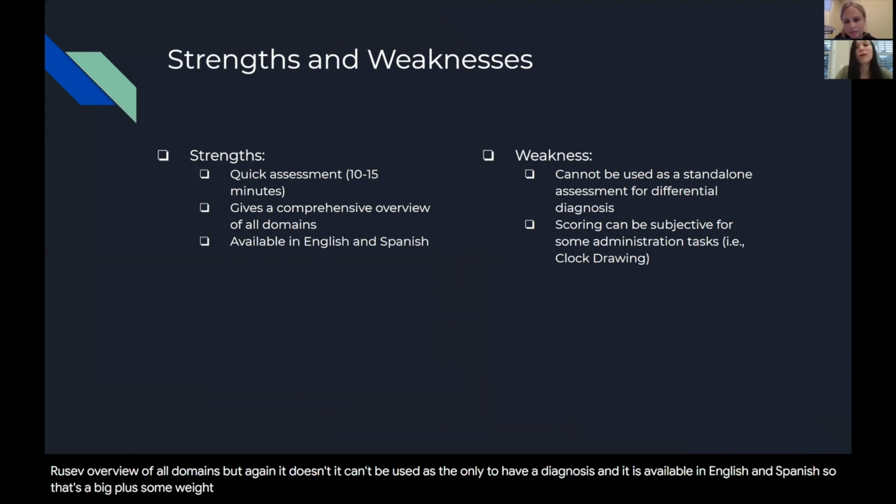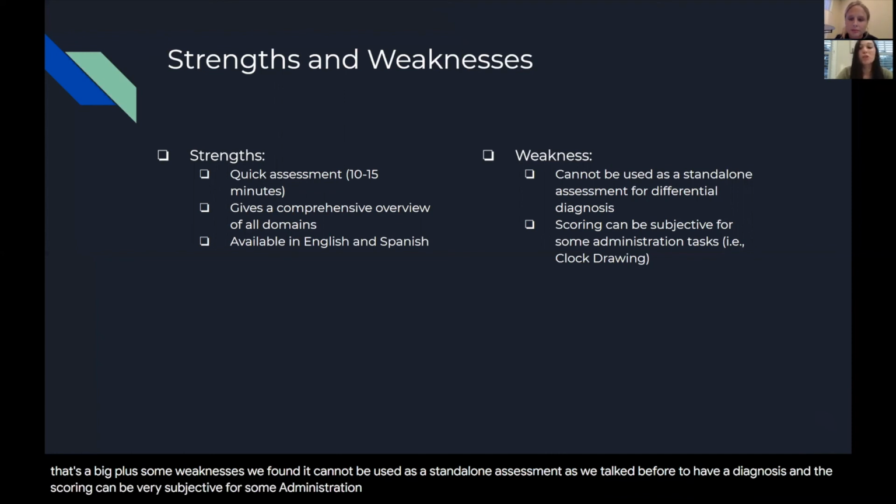Some weaknesses we found: it cannot be used as a standalone assessment, as we talked about before, to make a diagnosis, and the scoring can be very subjective for some administration tasks like the clock drawing.